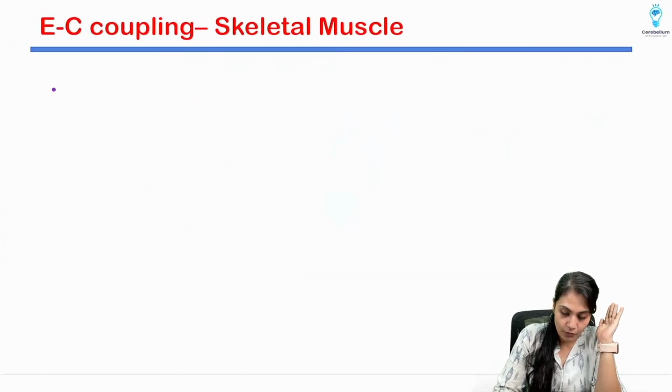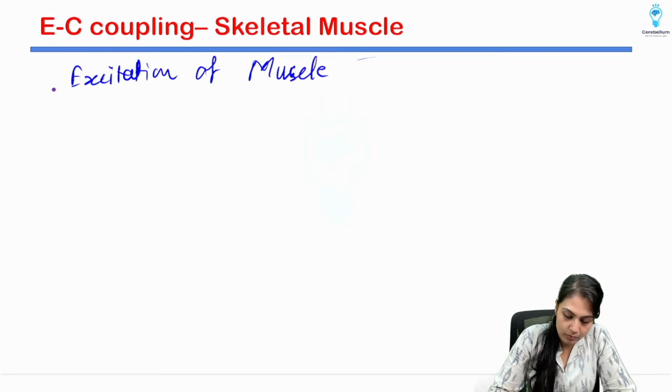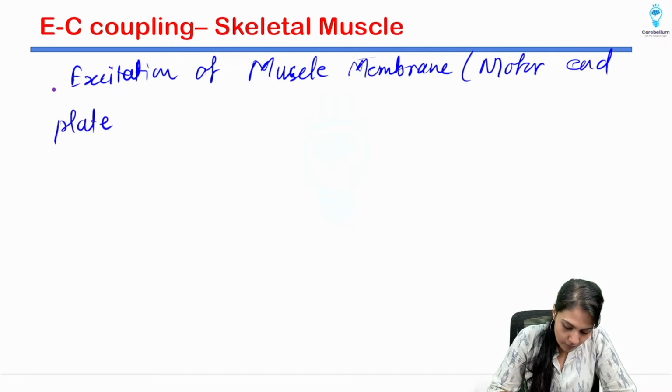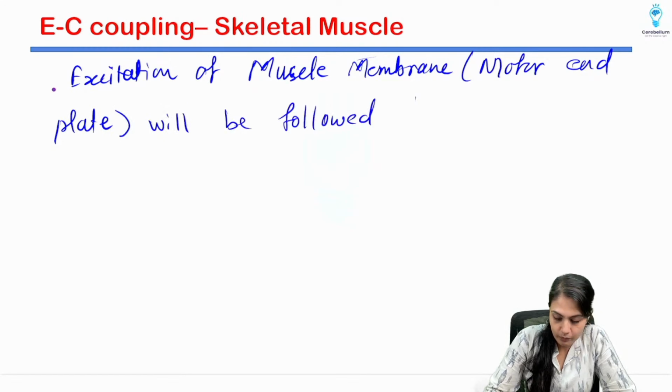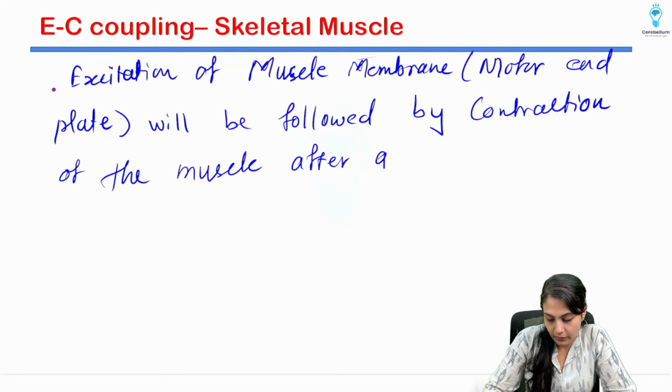Okay, so let's write these steps. EC coupling. First of all, what is the EC coupling? The excitation of the muscle membrane or motor end plate will be followed by contraction of the muscle after giving adequate stimulus.